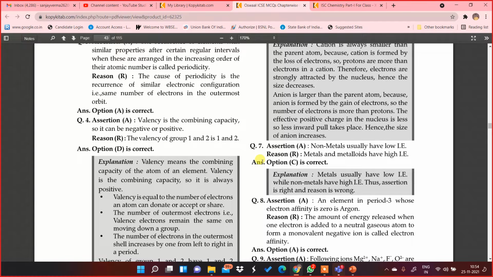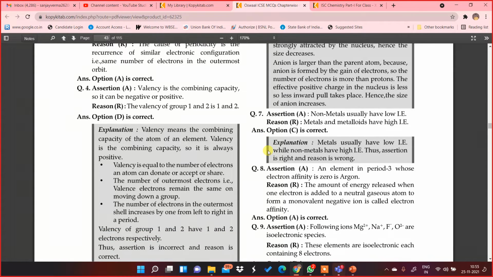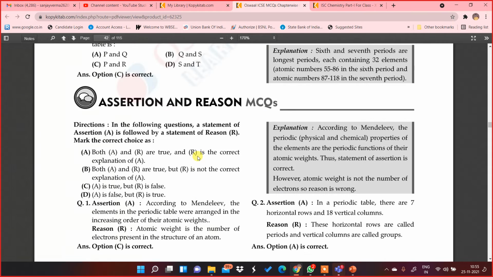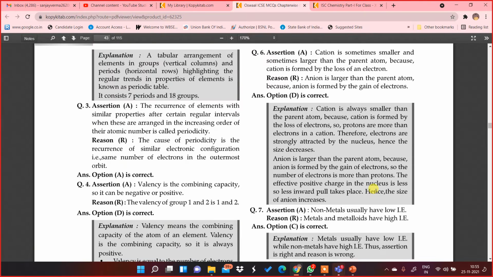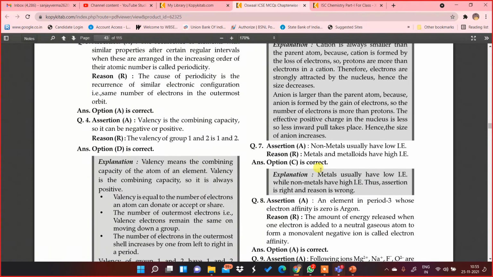Then number 7, assertion A: non-metals usually have low ionization enthalpy. Low ionization enthalpy means low ionization energy. How is it possible? Non-metals have high ionization enthalpy. That is false. Metals and metalloids have high ionization enthalpy. Option C is correct. Option C is: A is true, but R is false. Non-metals usually have low ionization enthalpy, that's true. But R is false. The reasoning is not correct.